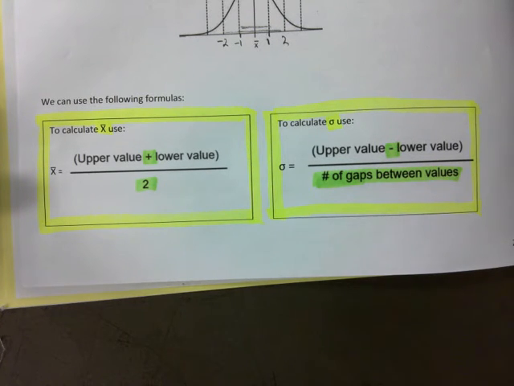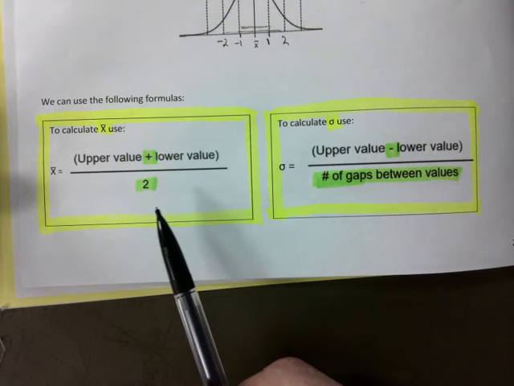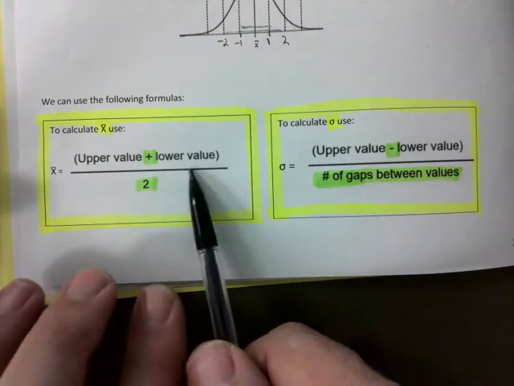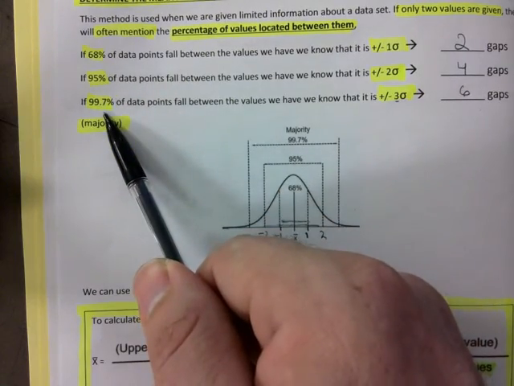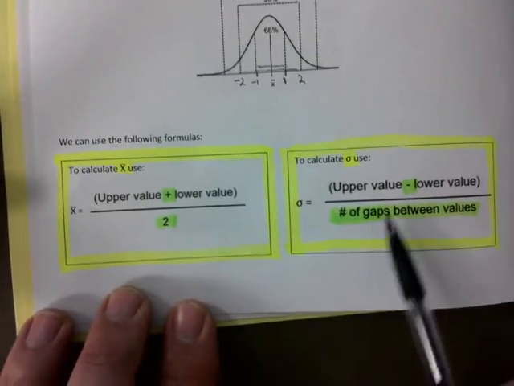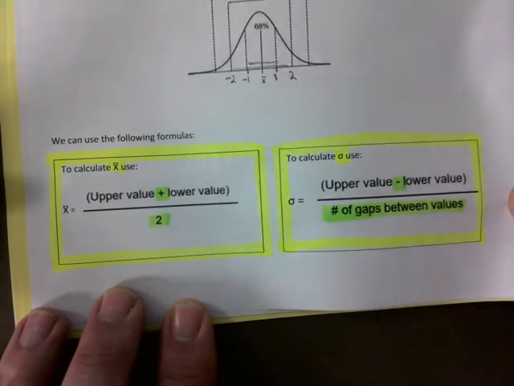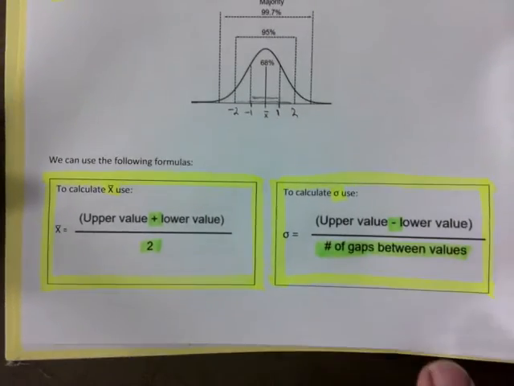So this is not to be used, right? Don't use it if I give you a whole bunch of values and you're supposed to enter them all and find the mean. You don't do that. This is when they give you 2 values and they will make reference to these percentages in particular. That's when you use these guys, okay? So number of gaps will determine what the percentages are that they mention. Ready? Let's use them.